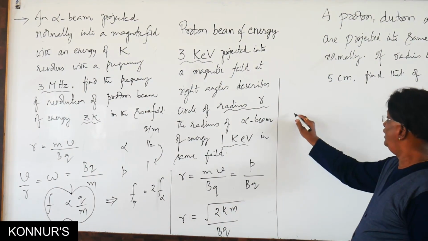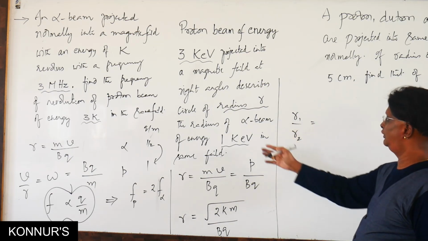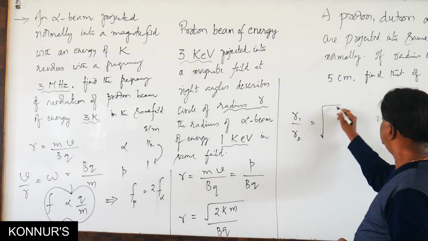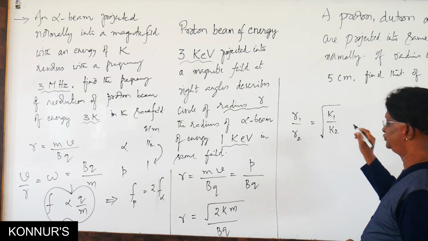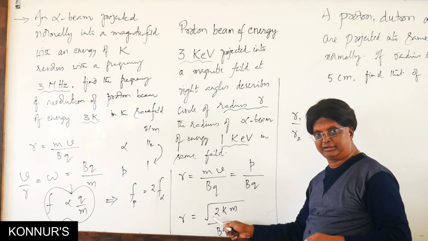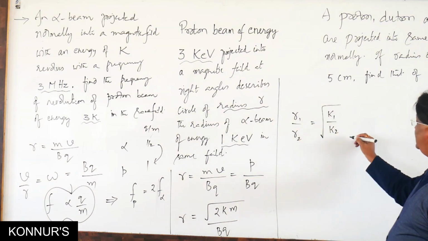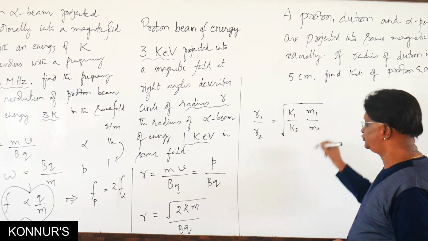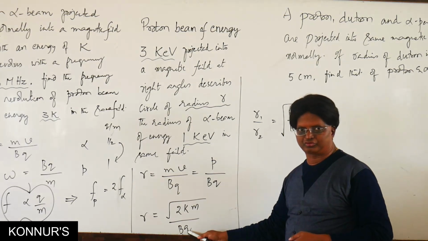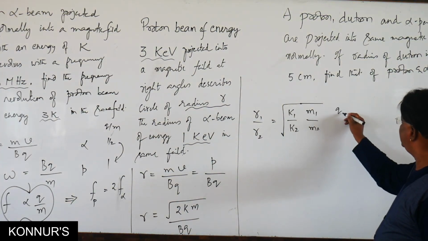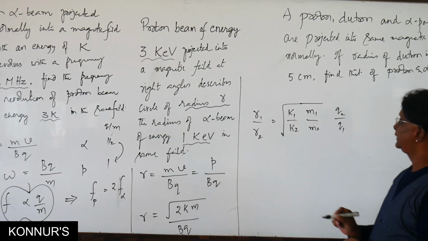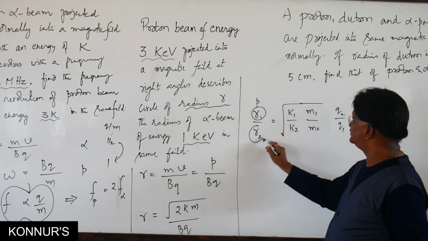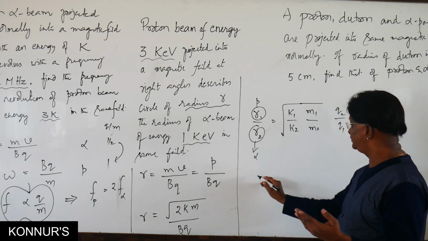Now, R1 by R2 is equal to, first, K is under root. Therefore, I am writing root of K1 by K2, because R and K are directly proportional, K under root. Next, mass is also under root, therefore I am writing m1 by m2. And now here you will see the charge is in the denominator, no square root, and it is an inverse relation. Therefore, it will be q2 by Q1. Now let 1 refer to the proton and 2 to the alpha particle. Therefore, you substitute the values now.